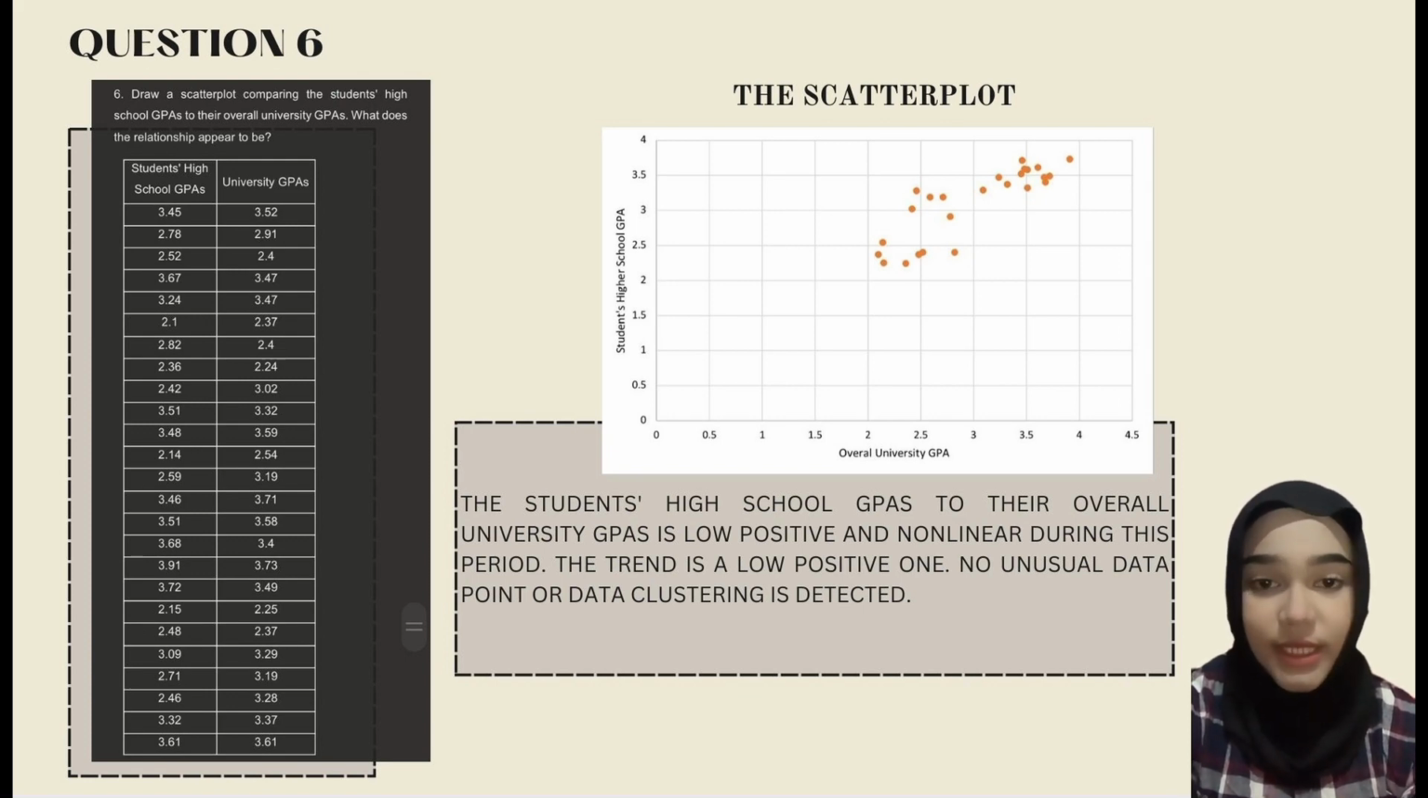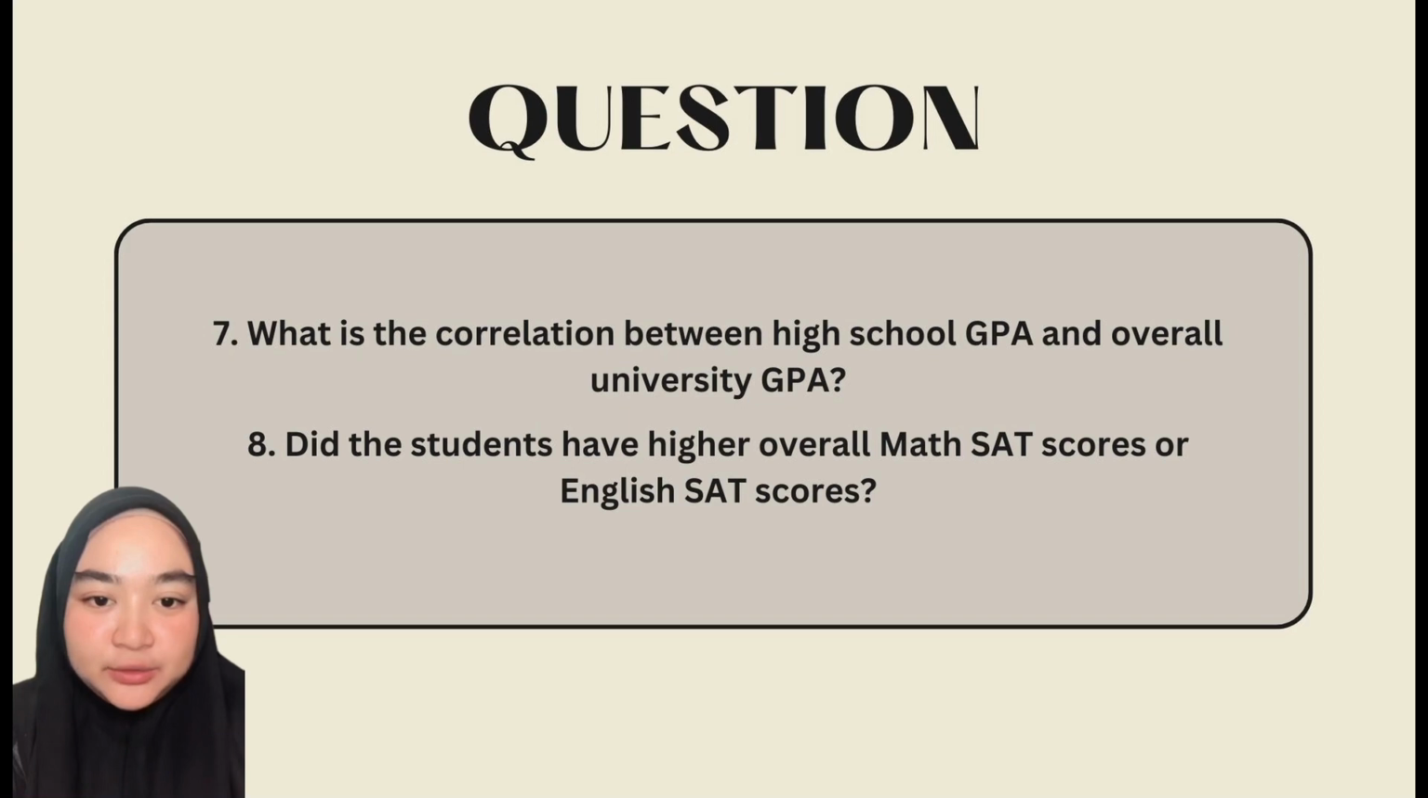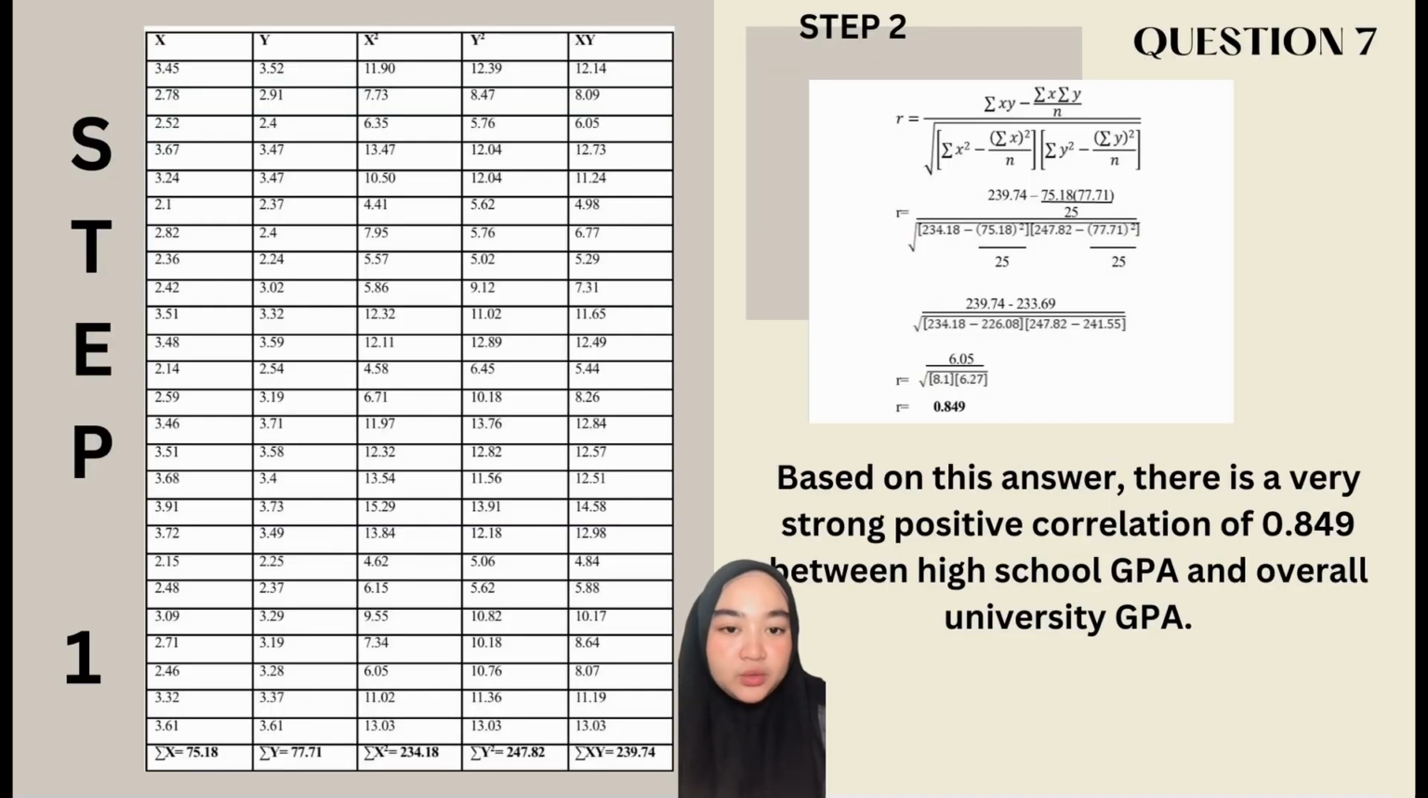As you can see in the slide, I have drawn the scatter plot and the relationship was shown in the slide. My name is Nurul Syafiqah binti Manasi Jesu. My matric number is H21A2596. For question 7, what is the correlation between high school GPA and overall university GPA?